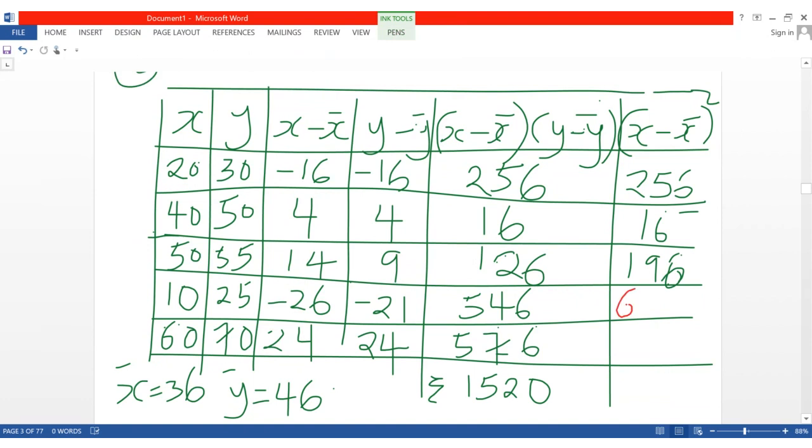And then 24 squared. Already done it. 576. And then add all those: 256 plus 16 plus 196 plus 676 plus 576. I'm getting 1720 when you add all those up. So the summation there will be given by that 1720.